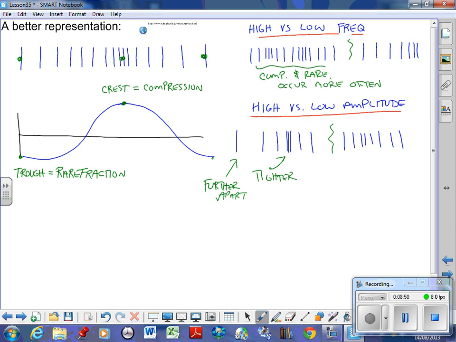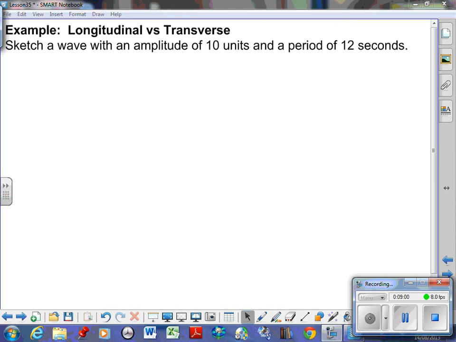All right, so there we go, and there's the comparison between. You have the terminology and what you need to know right there. So we'll move along. So now we're looking at longitudinal versus transverse. Here's the example. They want you to sketch a wave, amplitude of 10, period of 12.